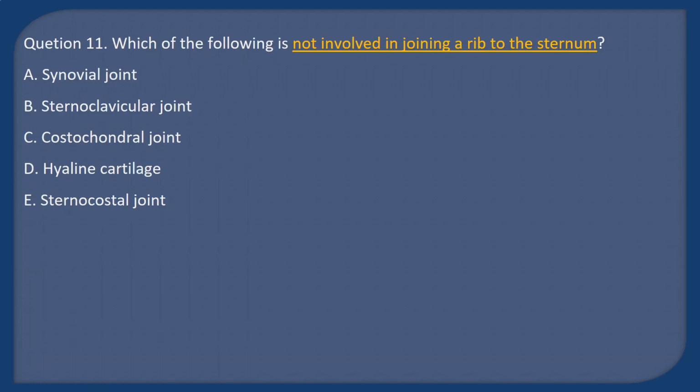Question 11. Which of the following is not involved in joining a rib to the sternum? A. Synovial joint. B. Sternoclavicular joint. C. Costochondral joint. D. Hyaline cartilage. E. Sternocostal joint.